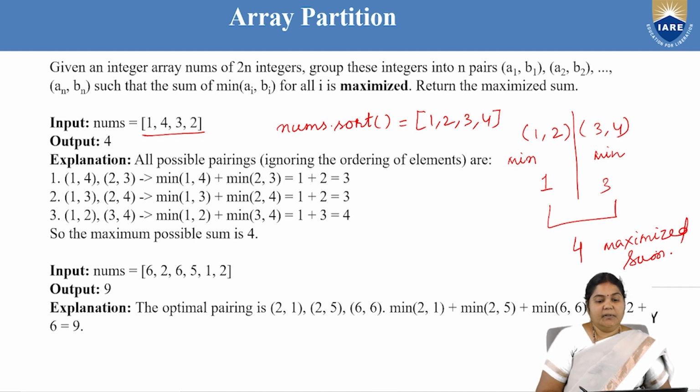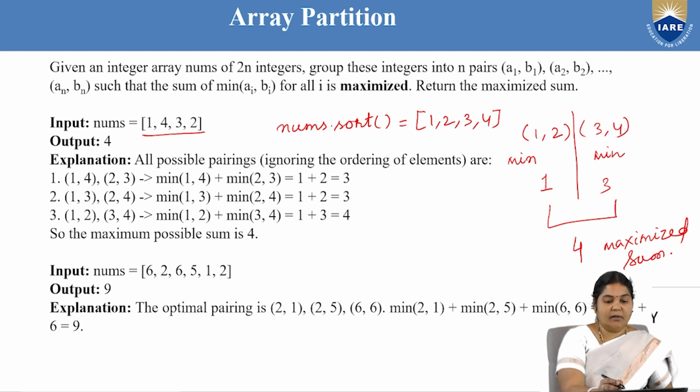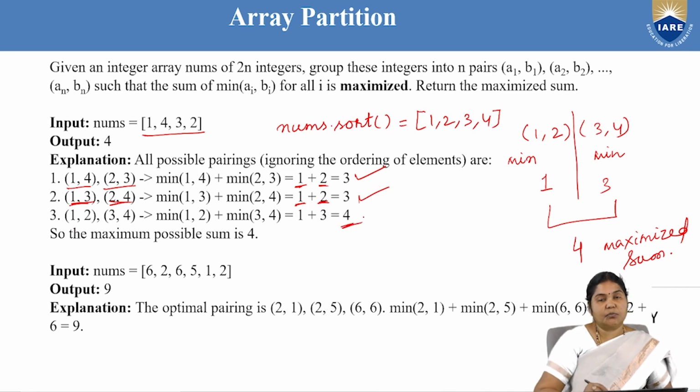Now, if you take the different combinations out of this, if you sort it and then take the pairs, then it is going to give you the maximized sum. Now you can see all these combinations. If you take 1, 4 as a pair, and 2, 3 as another pair, then the minimum of 1, 4 is 1 and the minimum of 2, 3 is 2. So you are getting 3 only. If you take the combination 1, 3 and 2, 4, then the minimum of 1, 3 is 1, the minimum of 2, 4 is 2, so you are getting 3. But if you take the combination 1, 2 and 3, 4, then you are going to get the score as 4, which is the maximized score.